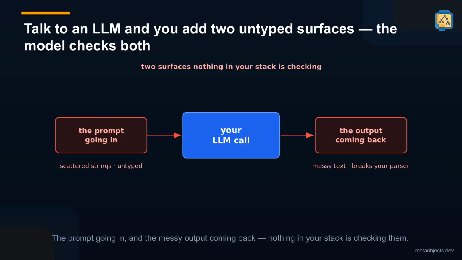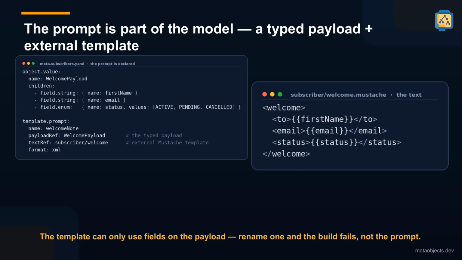Now, the AI itself. The moment your app calls an LLM, you add 2 surfaces nothing in your stack is checking: the prompt going in and the messy output coming back. First, the prompt, and it's part of the model. You declare a typed payload, the exact fields the prompt needs, and the text lives in an external mustache template that references those fields. The template can only use fields that exist on the payload, so a renamed field breaks the build instead of silently degrading the prompt.